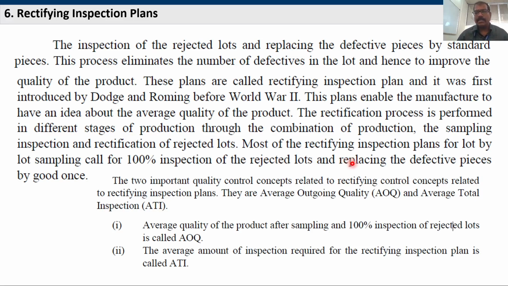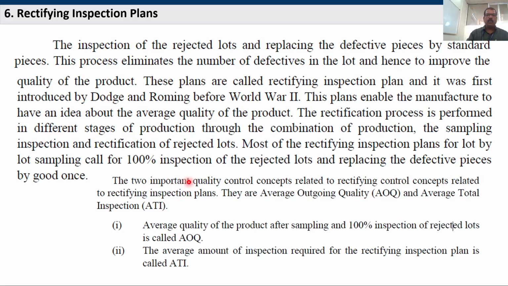Most rectification inspection plans for lot by lot sampling involve 100% inspection of the rejected lots and replacing the defective pieces. So in this rectification inspection plan, you will be taking lots of samples and checking them. If one is rejected, replace it with the standard one and accept that. Again, you check some other subgroup, take some samples and check. If the samples are rejected, then replace them. So mostly you will be accepting 100%. This inspection plan proposes accepting 100%.